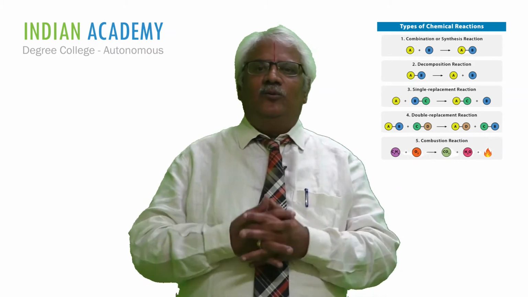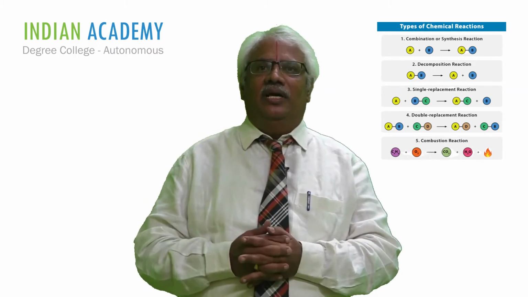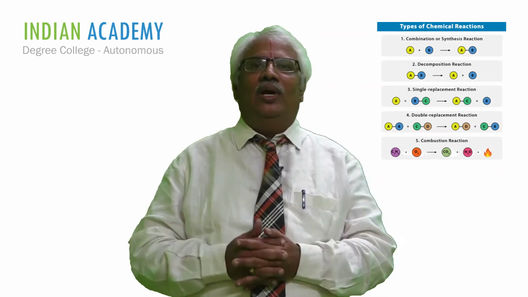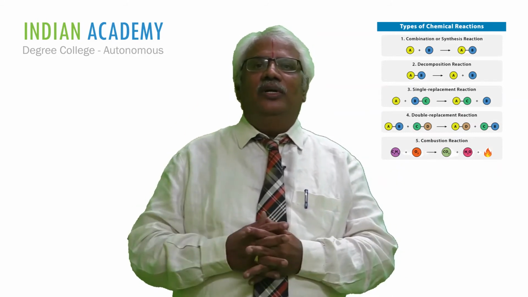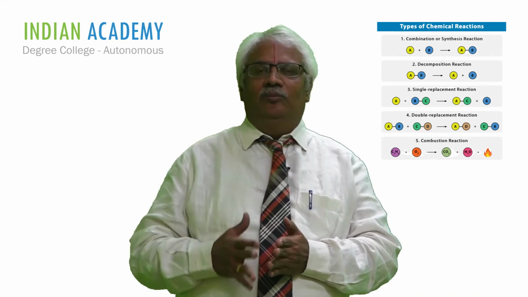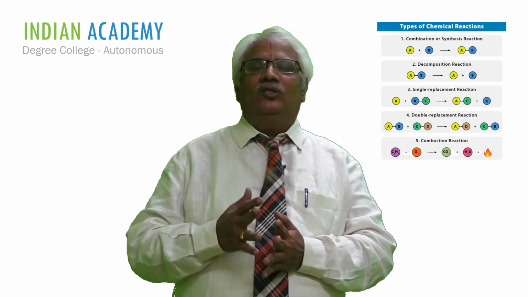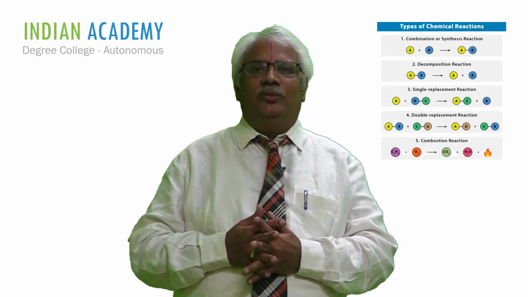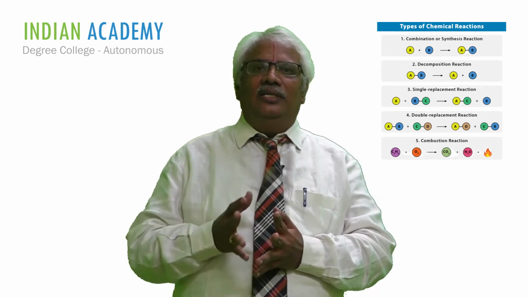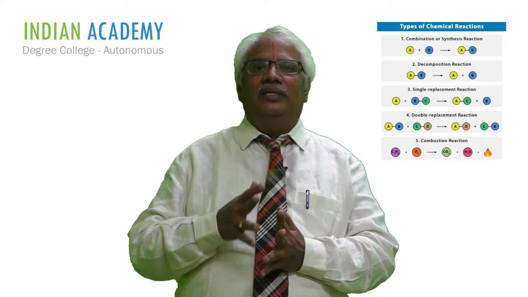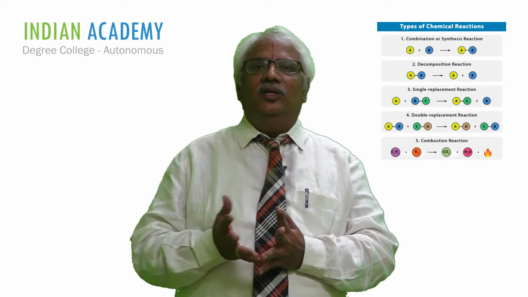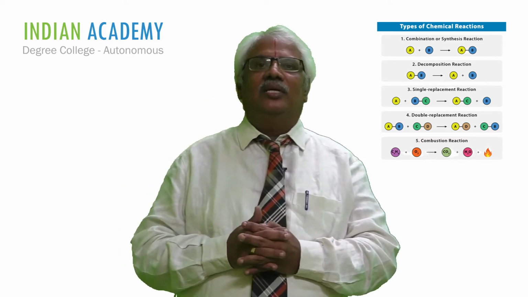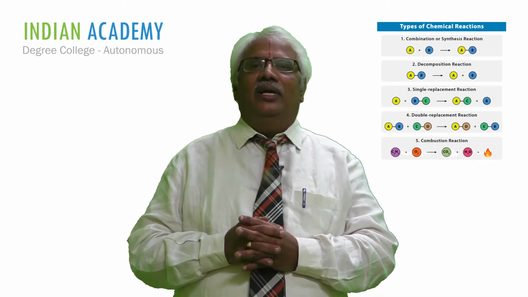In daily life, we consume a lot of food. Food is nothing but a macromolecule. When you consume food, it undergoes catabolism, degradation, and gives a lot of energy in the form of ATP, adenosine triphosphate. So, energy released in biochemical reactions is called exergonic, and energy utilized in biochemical reactions is called endergonic.